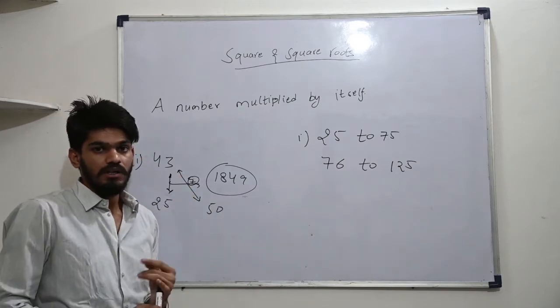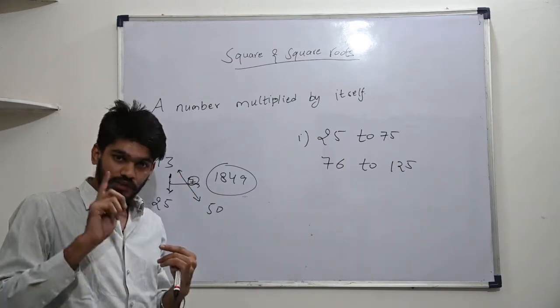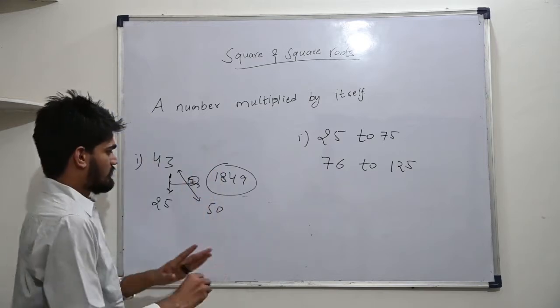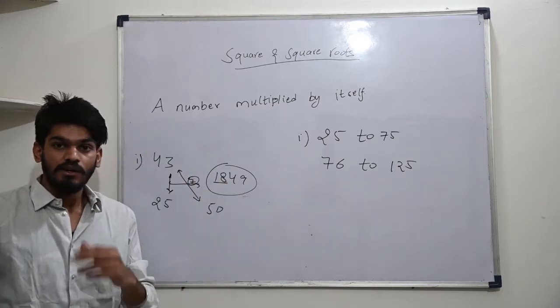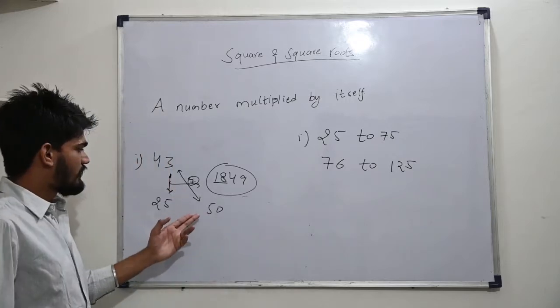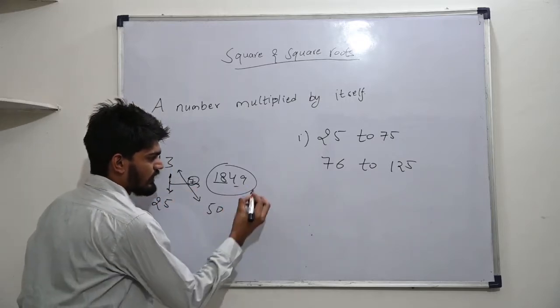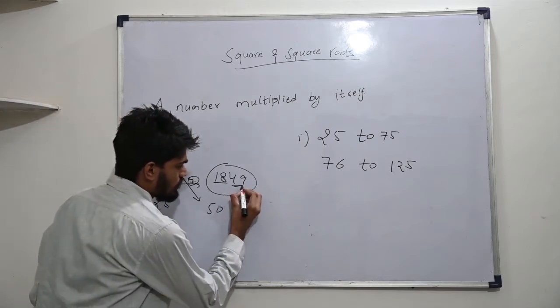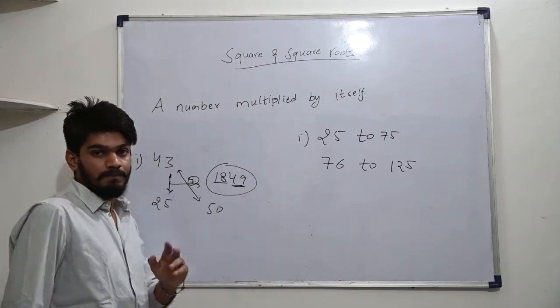Only two steps. One, first find the difference with 25 and write the number as it is, 18. Then find the difference with 50 and square it. The difference with 50 is 7. We square this, 49. This square should always be in two digits.